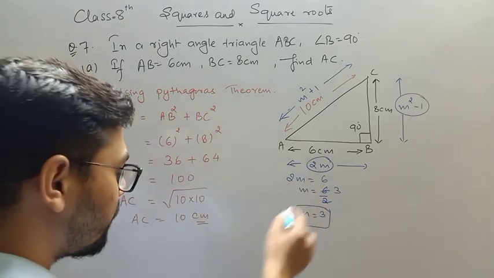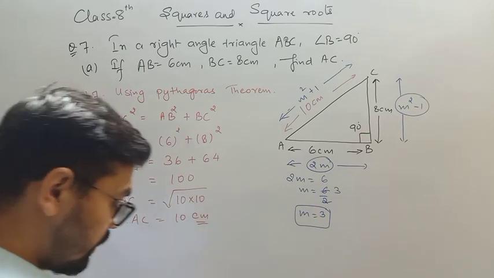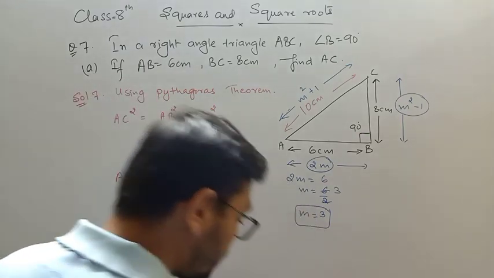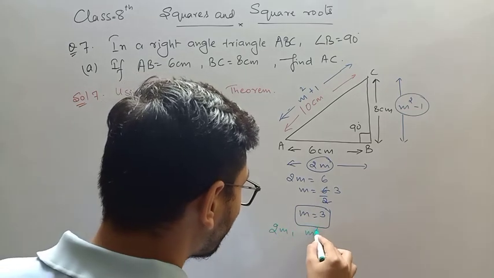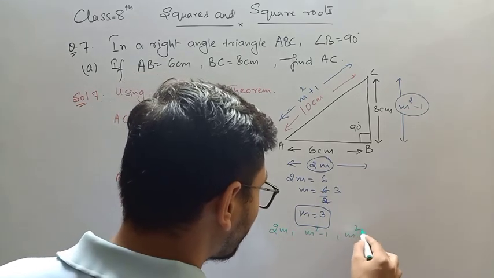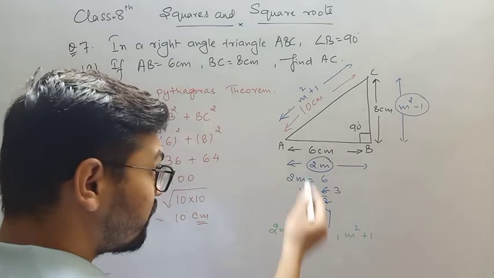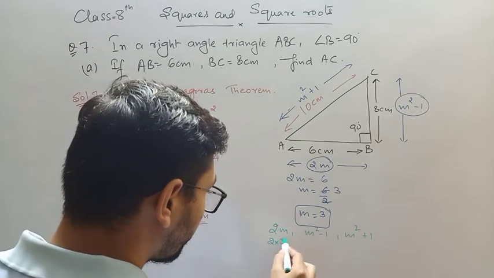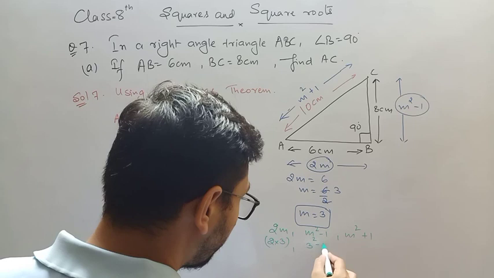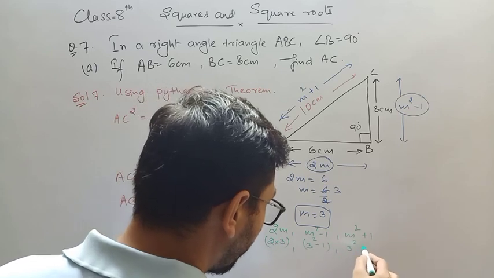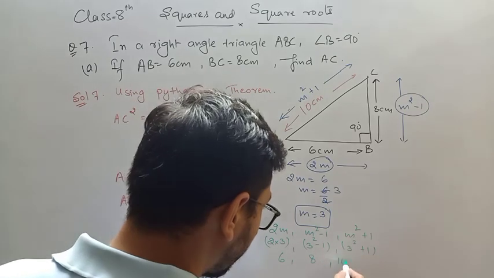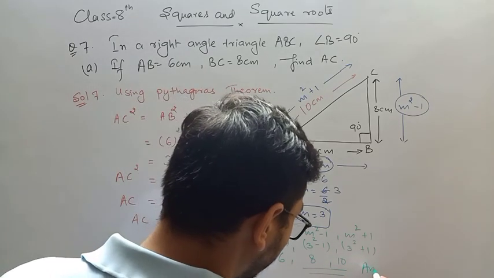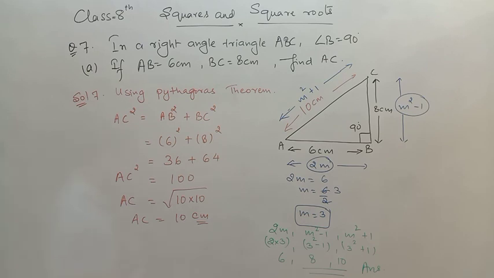This is the triplet method, the Pythagoras triplet method, that is 2m, m square minus 1 and m square plus 1, where m in this case is 3. 3 square minus 1, 3 square plus 1. So this is 6, this is 8, this is 10. So it is up to you which method you will prefer.